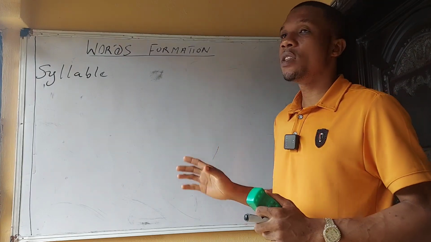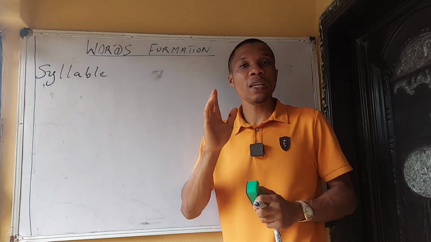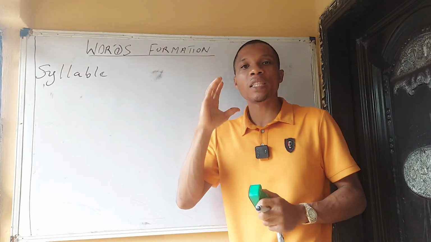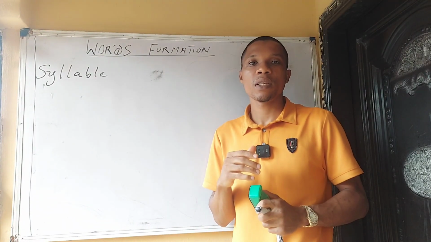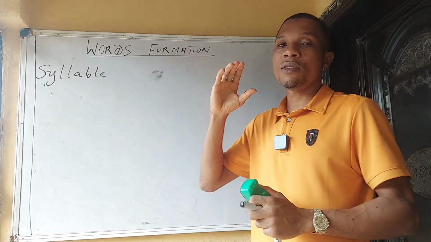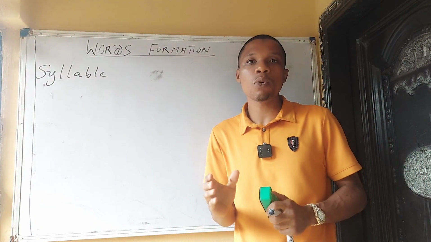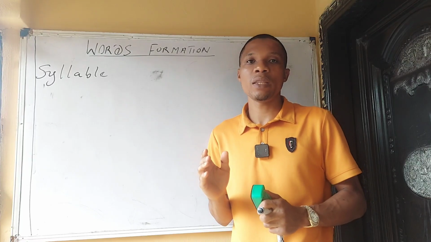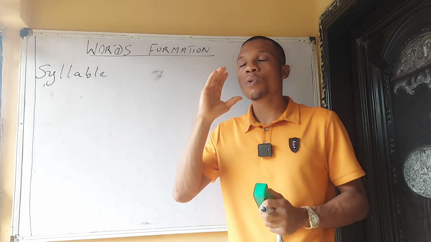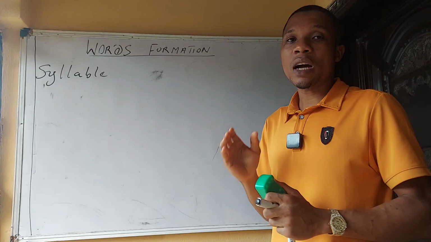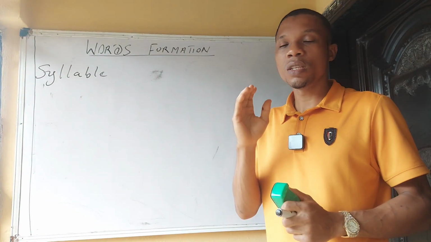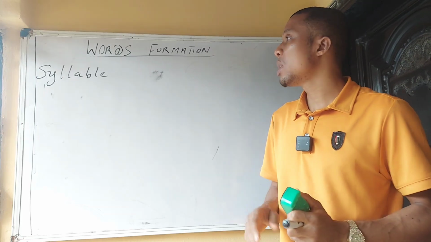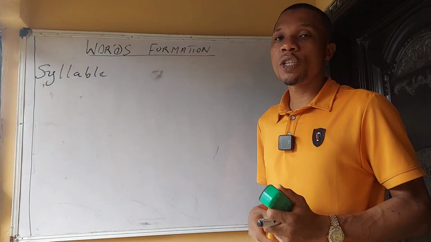If you are given a word to spell, or when you want to form a word, what you are supposed to do is recite that word in your mind. Syllable gives you the idea of how you are going to break that word into different units whereby you can spell it. So, like the word formation.